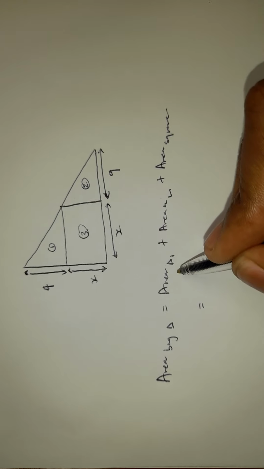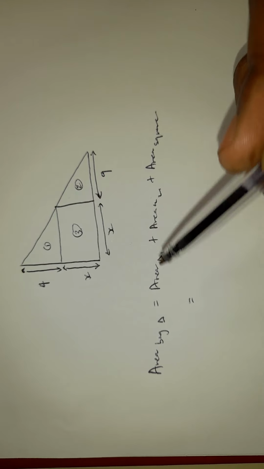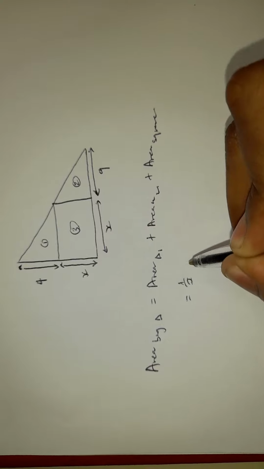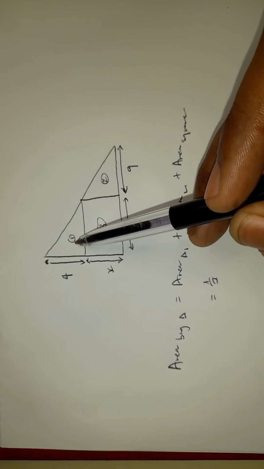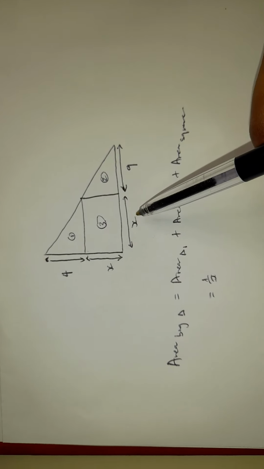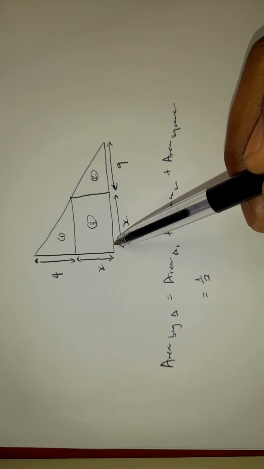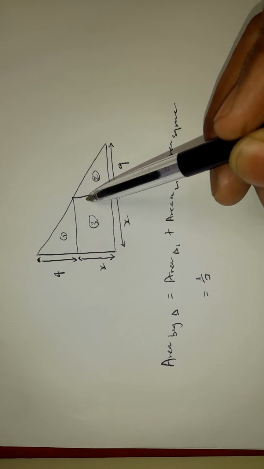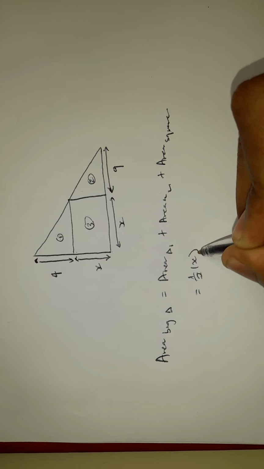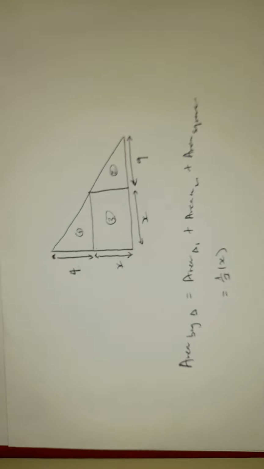From there, the area of triangle 1, we know that the area of a triangle is given by what? By half base multiplied by height, right? So we have half. What is the base of triangle 1? The base of triangle 1 is this x, right? Because we know that all sides of the square have the same length. So if it's x from here to here, it will be x from here to there and x from here to there, right? So the base will be x, and then the height is 4.